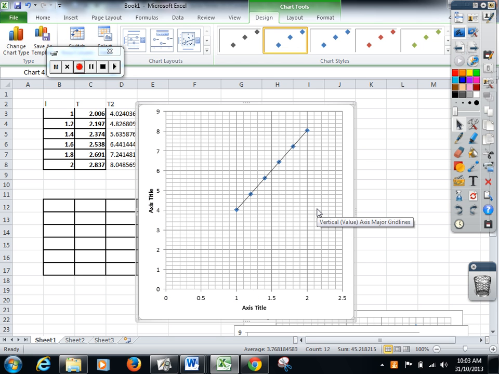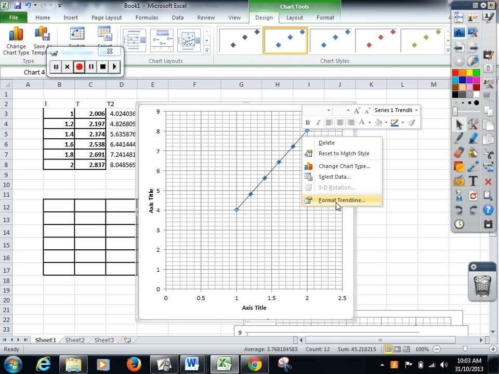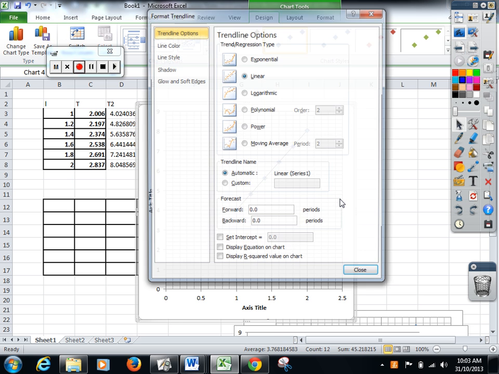Okay. It always wants to make a line. So you'll automatically put that line in. But we're going to click on that line and then right click. And then you're going to format the trend line. Okay?